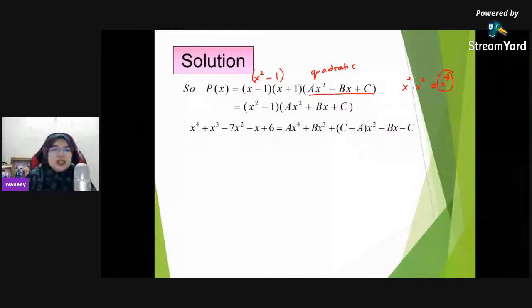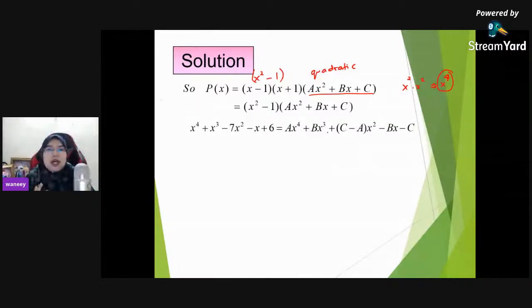So what do we do next is that we need to know what is the value of a, b, and c. So the easiest one is that we are going to use comparing coefficient. Why comparing coefficient? Because basically this is ax to the power of 4, and this is x to the power of 4. So if we compare the left hand side and right hand side, compare the coefficient, we can directly see that the value of a needs to be 1.